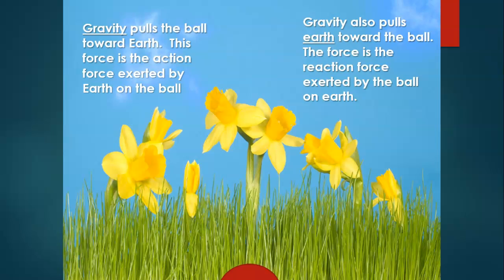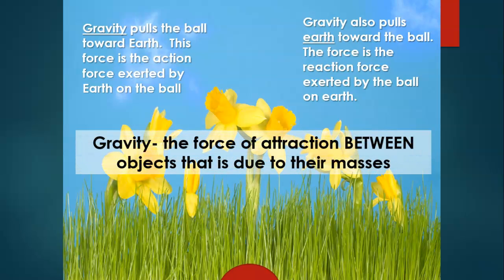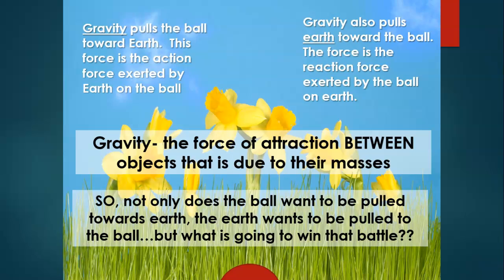Because remember, gravity works both ways. All objects that have mass have a gravitational pull. And so the ball is pulling the earth towards it in the same way that the earth is pulling the ball toward it. Okay, remember that gravity is the force of attraction between objects that are due to their masses. So not only does the ball want to be pulled towards Earth, the Earth wants to be pulled towards the ball. Who is going to win that battle? Well, we know, of course, the Earth is going to win that particular battle.